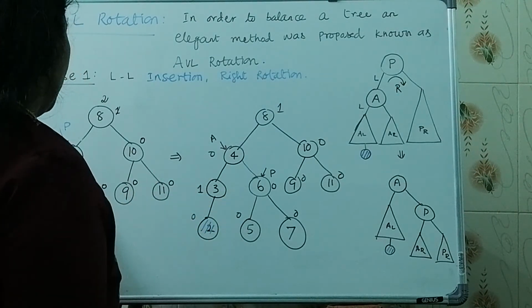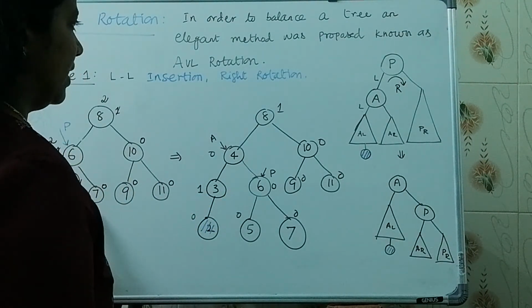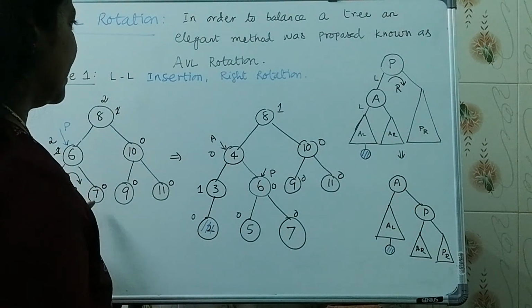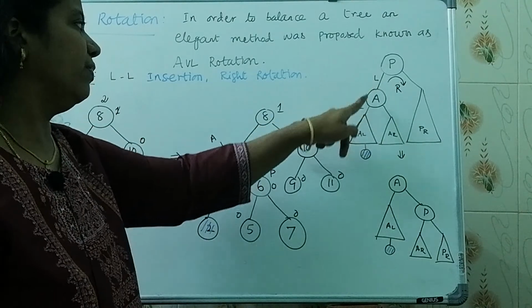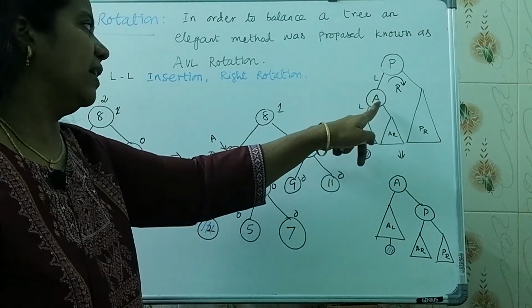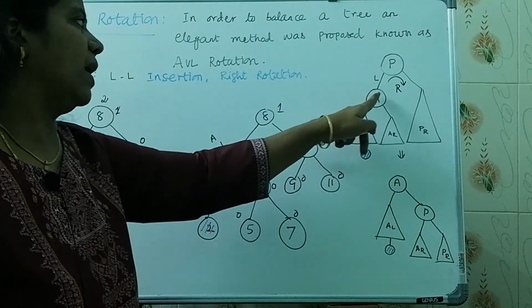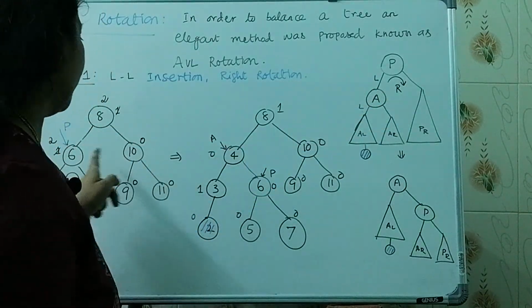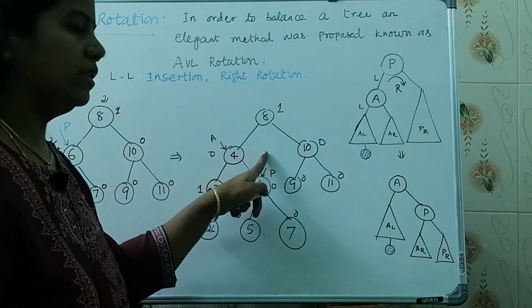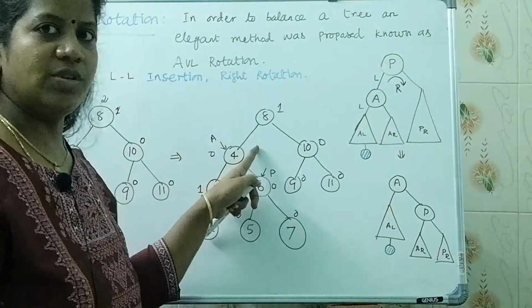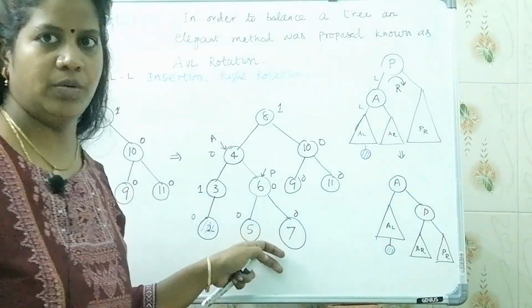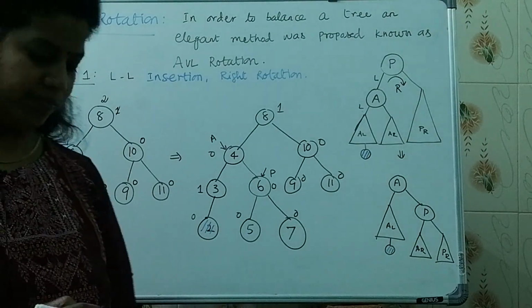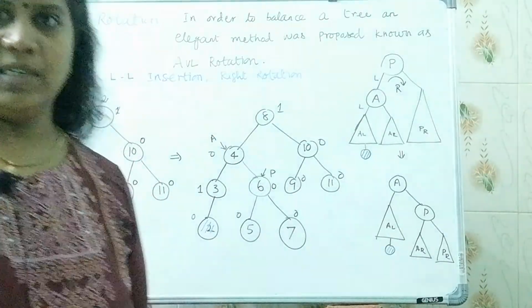Now what is the case? Let me quickly recall case 1 once again. When the new node happens to the left of A, with P and then A, you apply the right rotation. After applying the right rotation, this is the tree, and now this tree satisfies the balance factor as well as being an AVL tree. Okay, this is about case 1. Next we will discuss case 2.